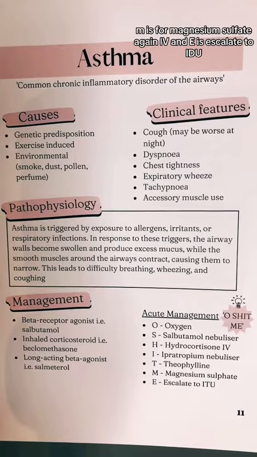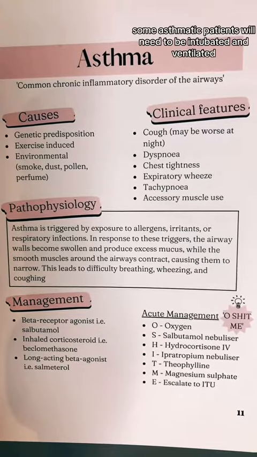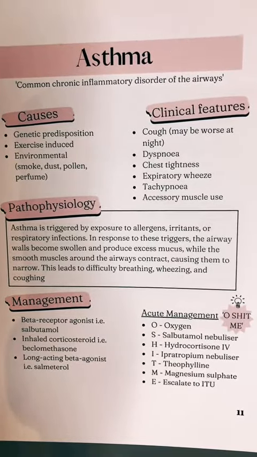M is for magnesium sulfate, again IV, and E is escalate to ITU. Some asthmatic patients will need to be intubated and ventilated. Hope that helps.